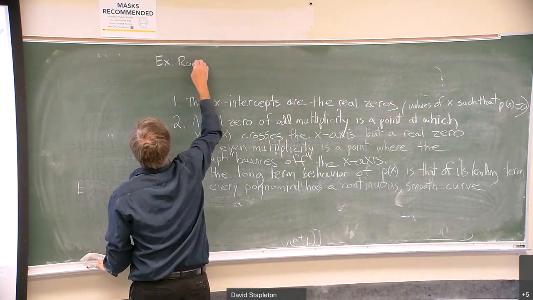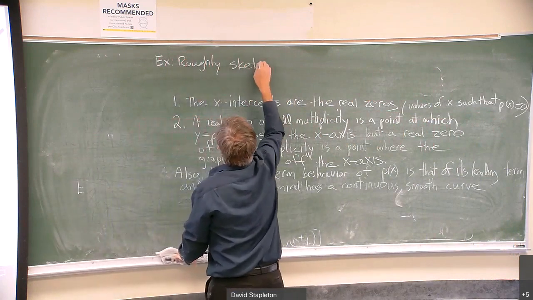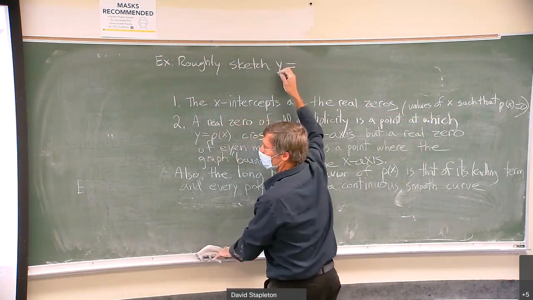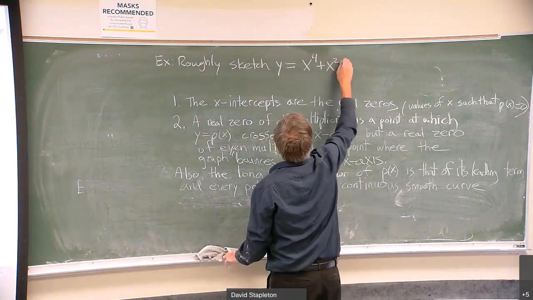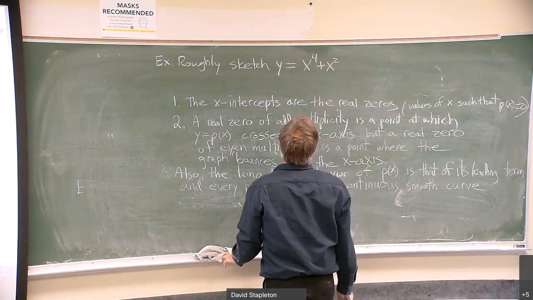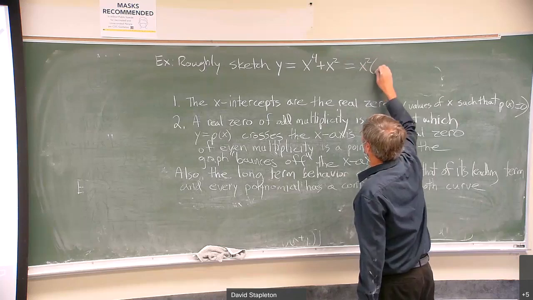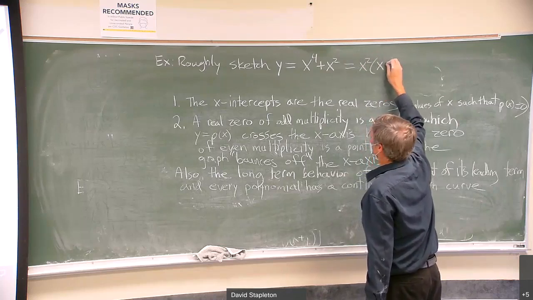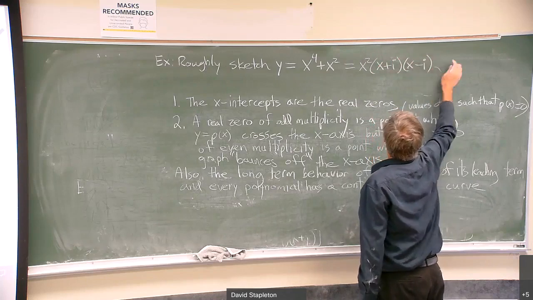Let's just roughly sketch the graph of y equals x to the fourth plus x squared. What does that look like? Well, we factor it. It factors as x squared times (x plus i) times (x minus i) when it's completely factored.